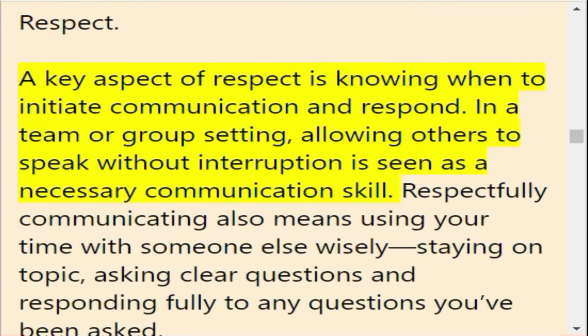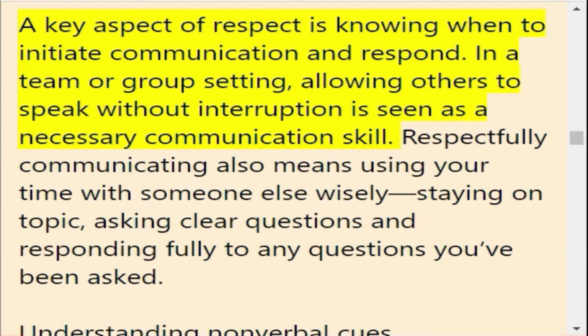Respect. A key aspect of respect is knowing when to initiate communication and respond. In a team or group setting, allowing others to speak without interruption is seen as a necessary communication skill. Respectfully communicating also means using your time with someone else wisely, staying on topic, asking clear questions and responding fully to any questions you've been asked.